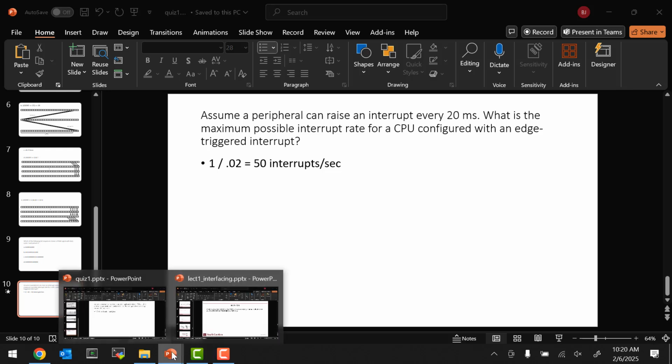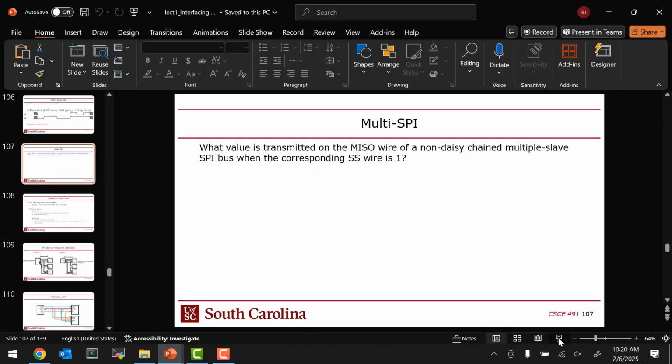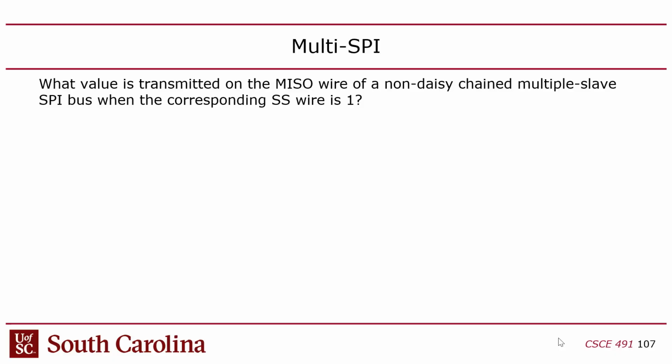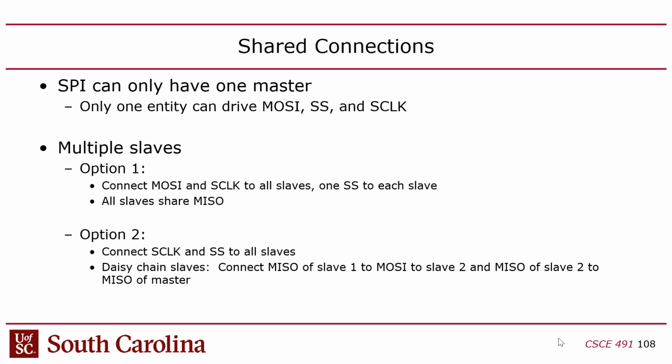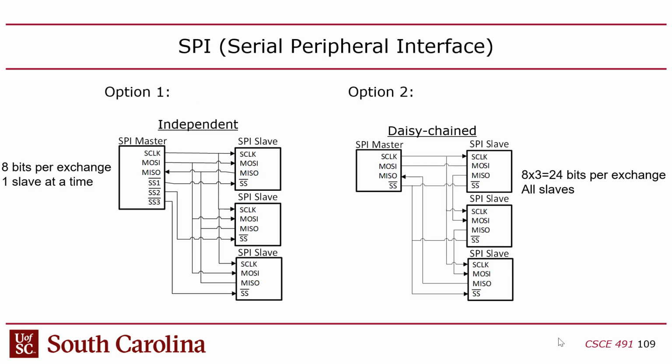So last lecture, I was talking about SPI and how you control multiple slaves with a single SPI master. One of the limitations of SPI is that you can only have one master. There's no way to have more than one master. Generally, you'll also have just one slave, but you can have multiple slaves, though it requires kind of a hack.